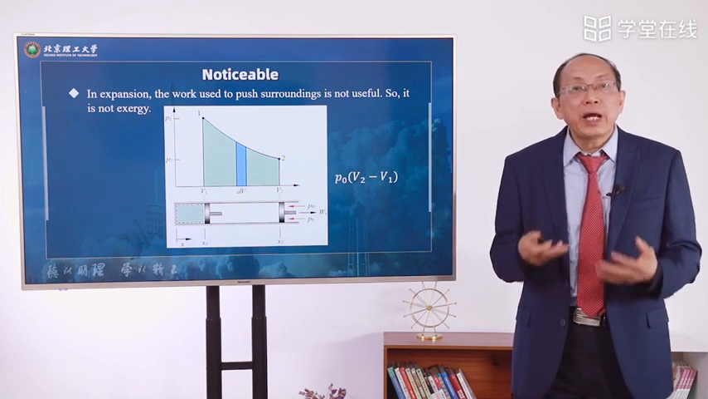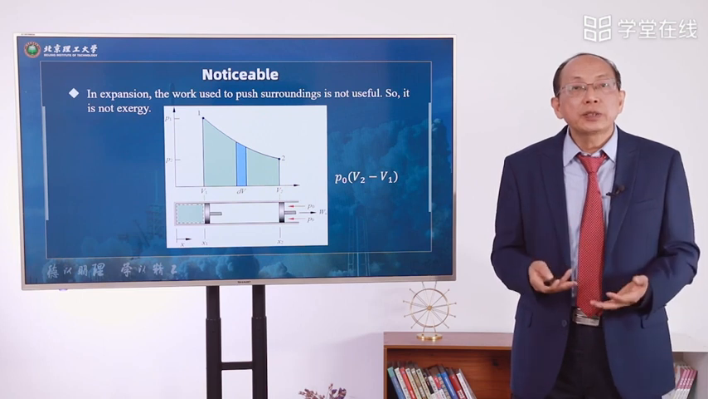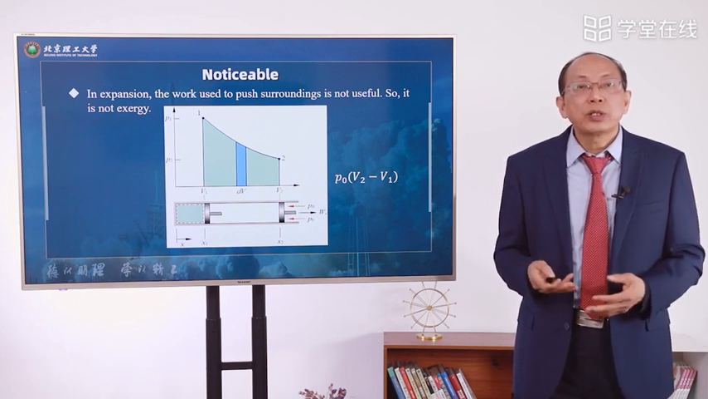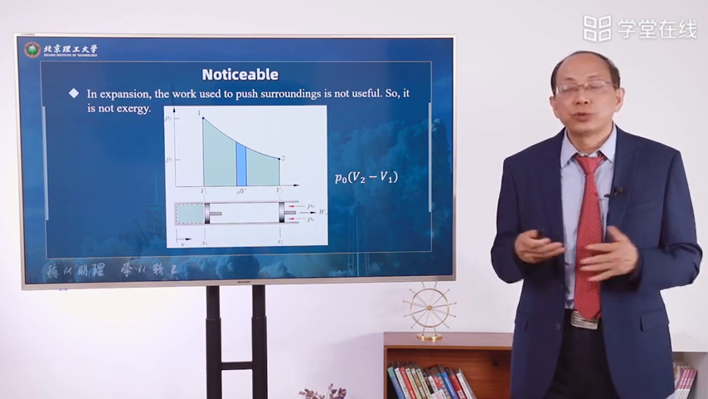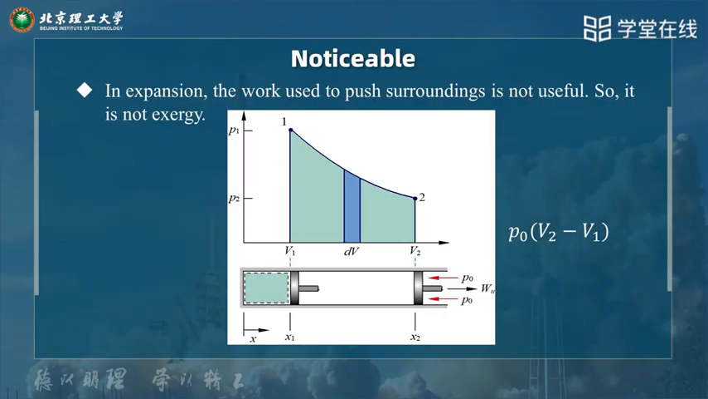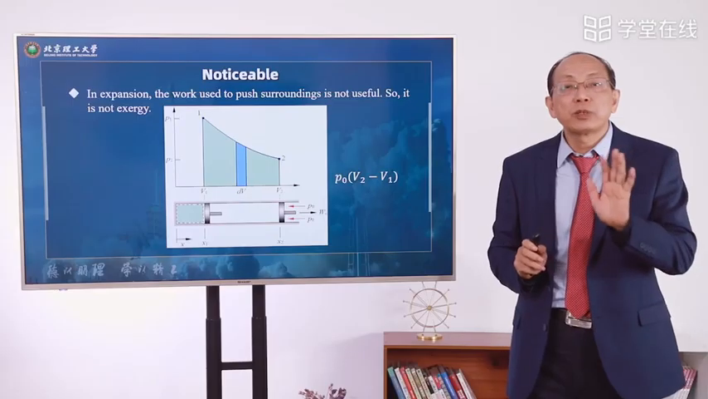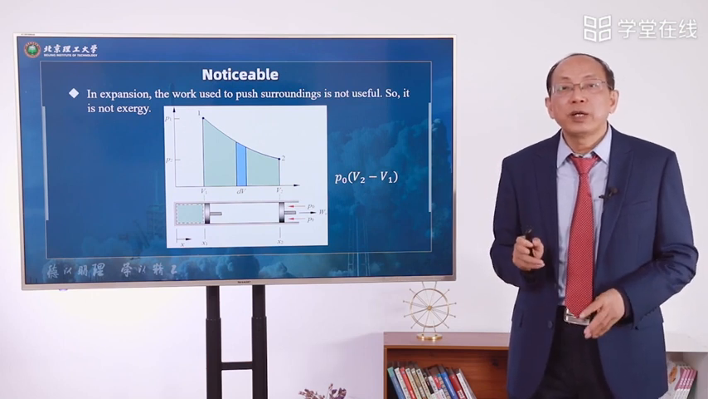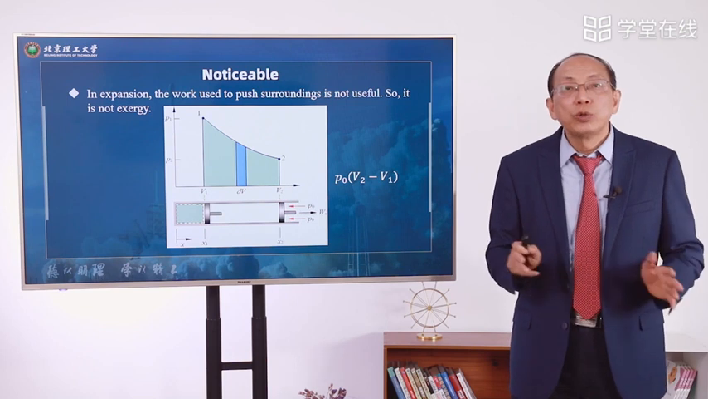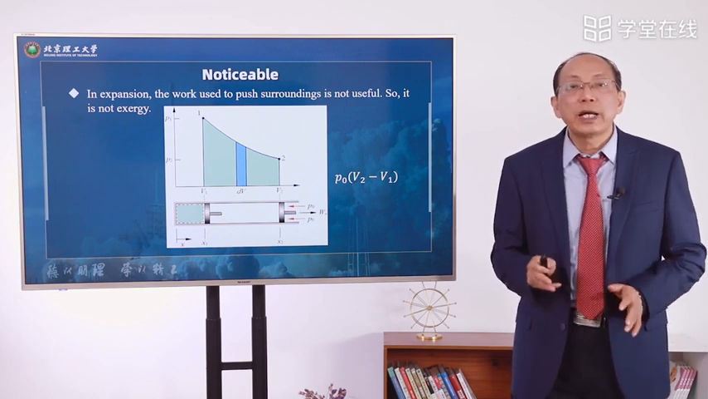Notice that in an expansion process, the work used to push the surroundings is not useful. For example, here is a cylinder. When the piston moves, it certainly pushes some surroundings, so it does the work P0 times (V2 minus V1) pushing the surroundings. This part of the work is not useful, so it is not exergy.